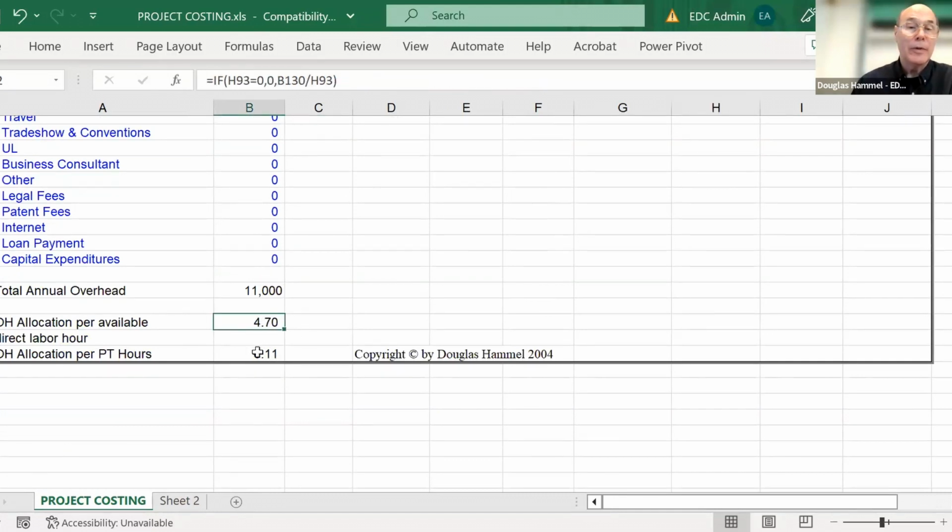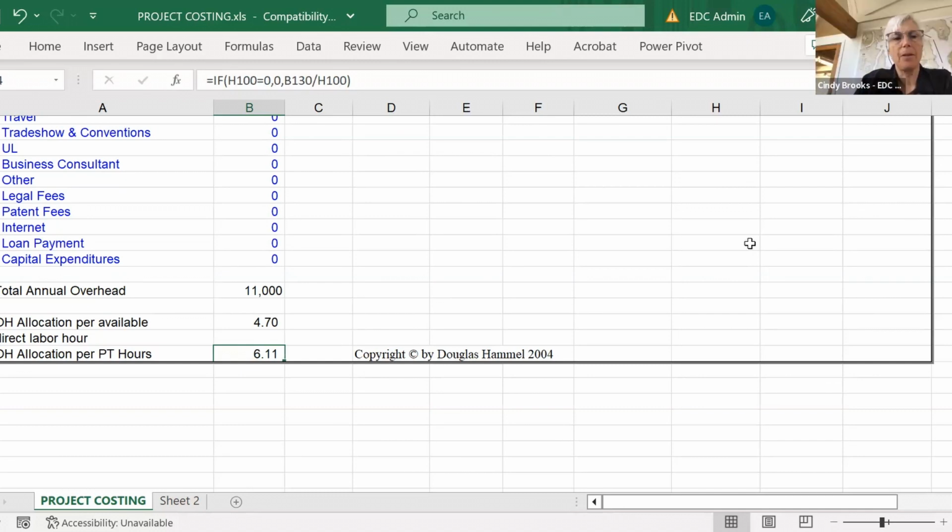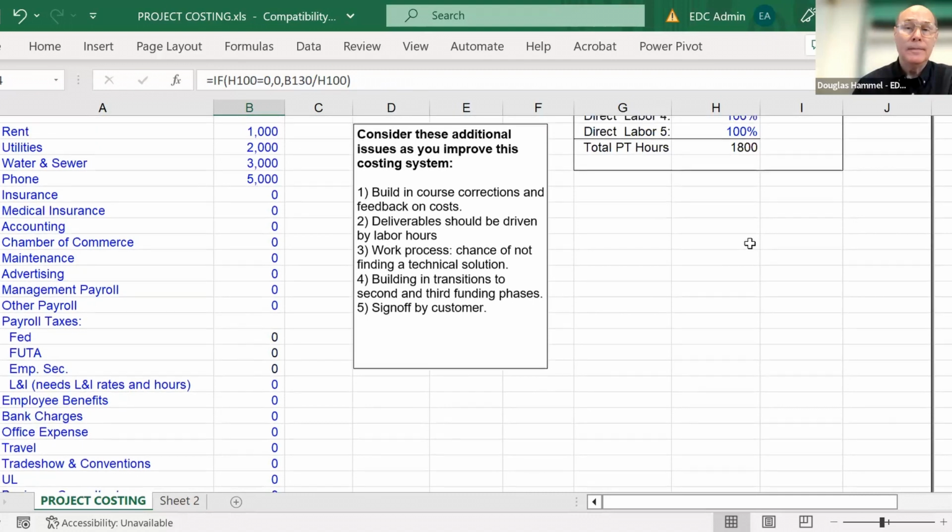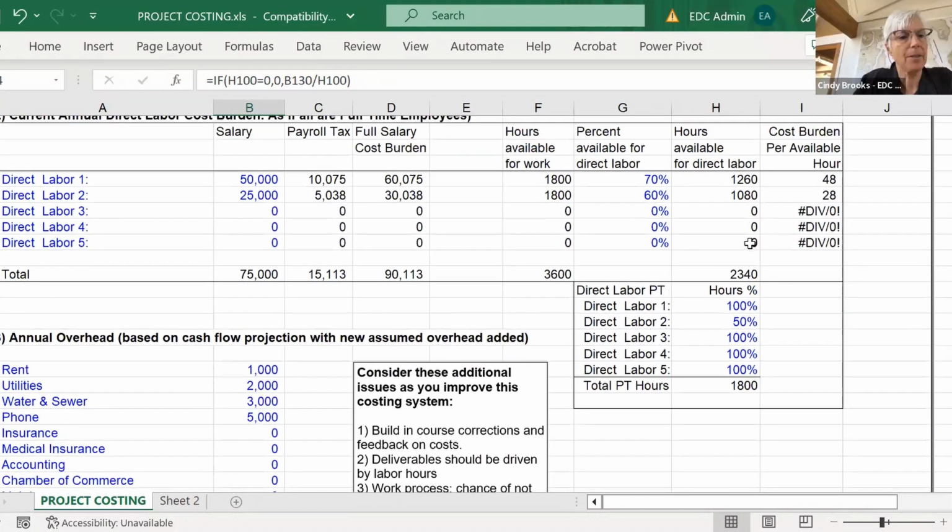Now, any questions about that? Hey, Douglas, I have a question. Can you scroll up just a little bit? Yes, indeed. So you've got payroll taxes listed under number 3, overhead, and you also have payroll tax with the direct labor. Is that double dipping?